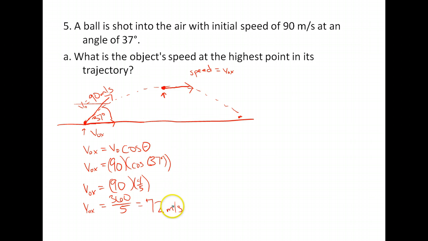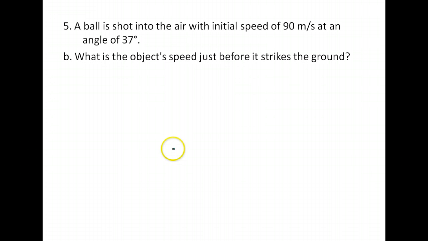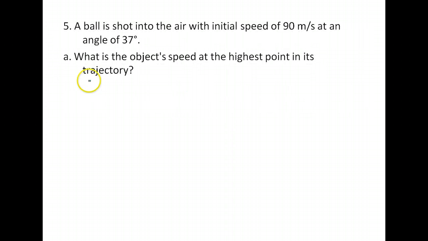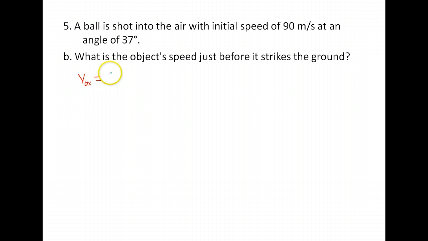Now finally, we're getting to our last part of this. Yay, finally, who knew? Okay, a ball is shot into the air with an initial speed of 90 meters per second at an angle of 37 degrees. Part B says, what is the object speed just before it strikes the ground? All right, so we know that that horizontal velocity, let's come back to it, is going to be 72 meters per second.